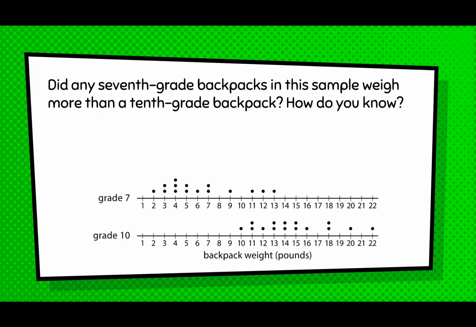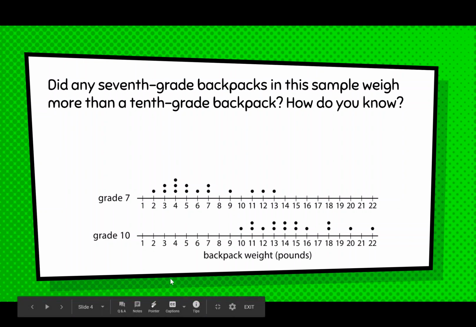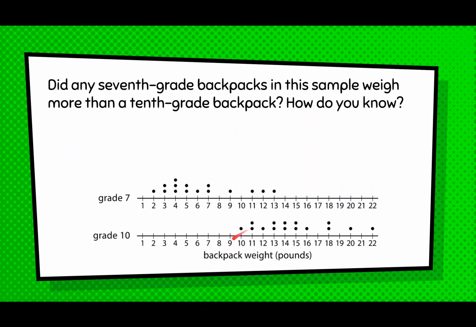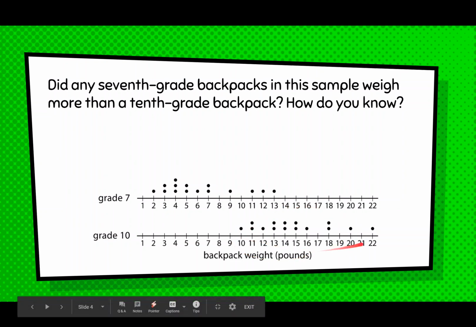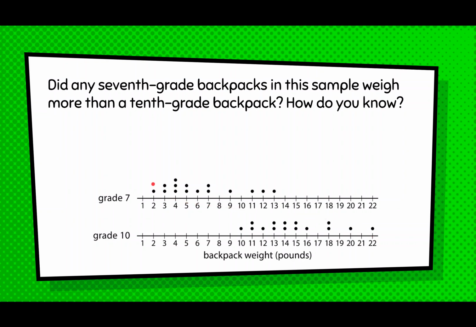This question is asking us to think about, did any 7th grade backpacks in this sample weigh more than a 10th grade backpack? Well, we know for certain that all the 10th grade backpacks that were surveyed were between 10 and 22. All the 7th grade ones that were surveyed were between 2 and 13. So most of the 7th graders weighed less than all of the 10th graders.